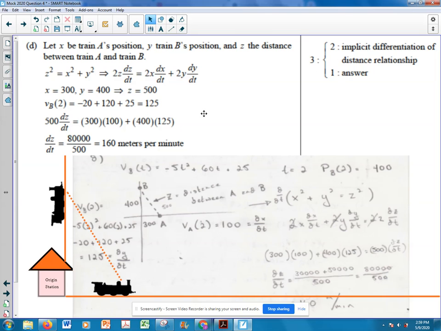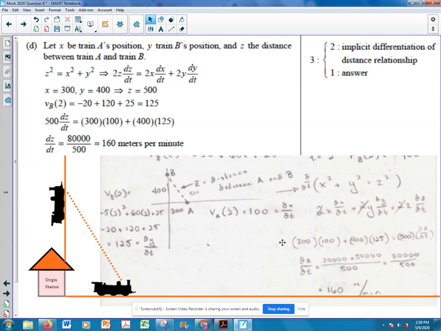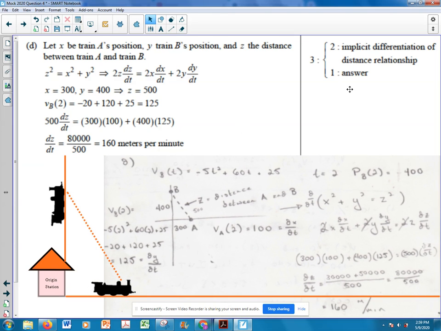Okay. And then plugging it in and getting your final answer of 160. I did get 160. Yes, I did get 160 meters per minute. That's your second point. All right. Those are all the points in there.